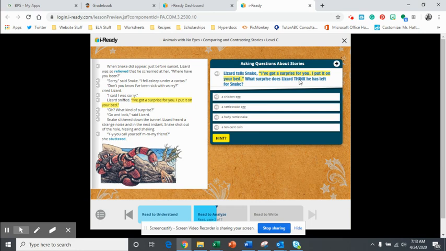So Lizard tells Snake, I've got a surprise for you. I put it on your bed. What surprise does Lizard think he has left? All right, and then don't forget to click on your hint. Close out of the question and reread the left side of the passage. Then come back here with your answer, okay?